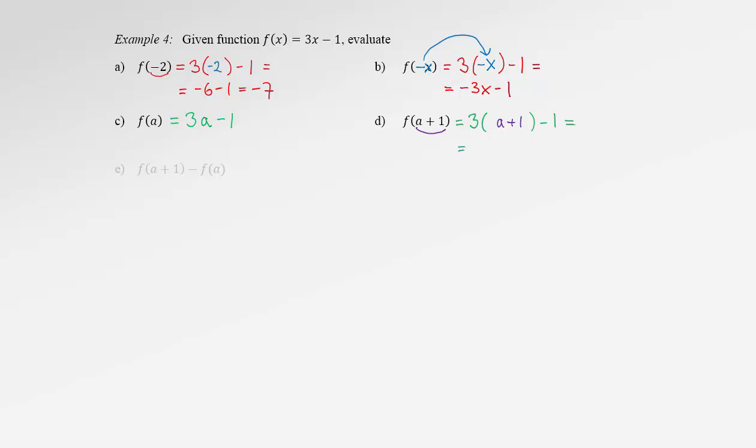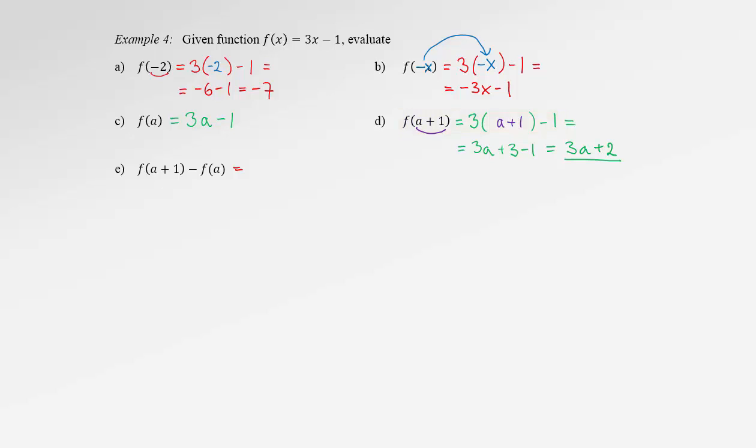Therefore, when we simplify this expression, it becomes 3a plus 3 minus 1, so overall 3a plus 2. This tells us that function f is transporting the input a plus 1 onto the output 3a plus 2. Finally, let's try to evaluate this bigger expression, the difference of two values of function f at different inputs. So the first one, f of a plus 1, we already dealt with in the previous line.